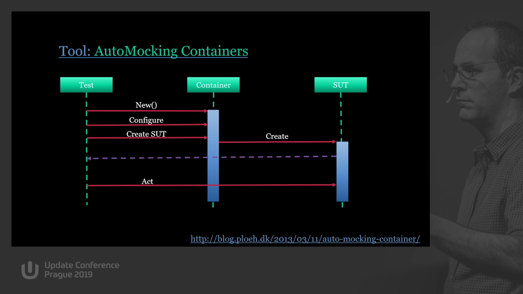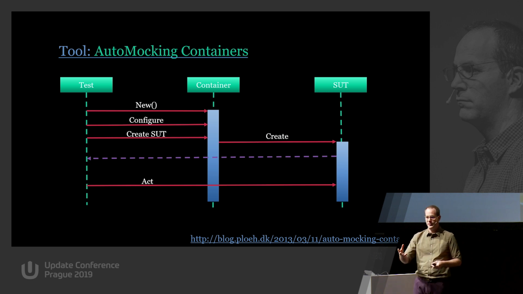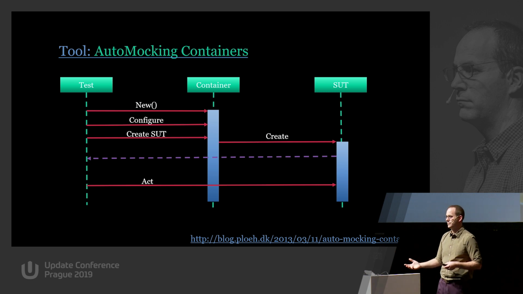What essentially an AutoMocking container does is you take an IOC container, inversion of control container, you know them, Ninject, AutoFac, whatever, Castle. And instead of returning a real object, it will still return a real object I need for my test. But all of the dependencies I haven't told it about will be returned as fake objects.